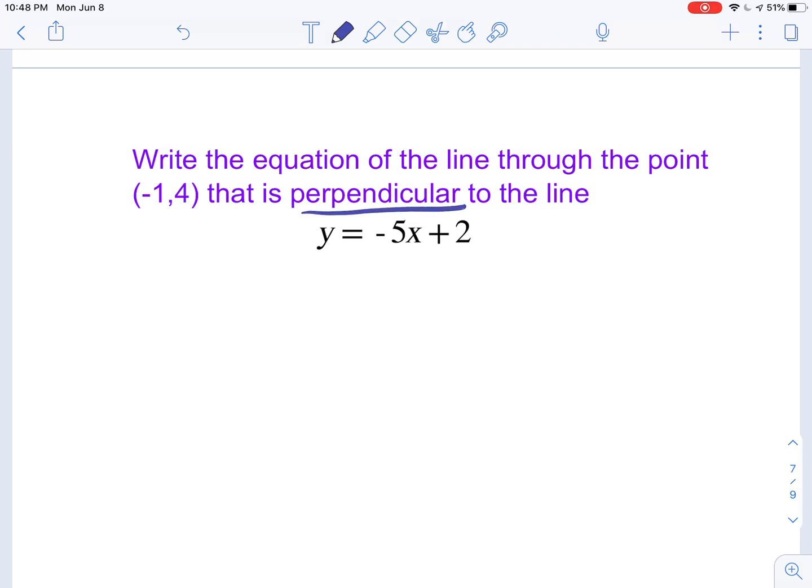Now, what if it asks you to write the equation of the line through the point (negative 1, 4), that is perpendicular to the line y equals negative 5x plus 2. Well, remember, perpendicular means opposite sign and reciprocal. Okay, so I have to identify my slope, which is negative 5, and I want the opposite sign, which is positive, and the reciprocal of 5, which is 1 over 5. So the slope that I'm going to use for this question is 1/5.